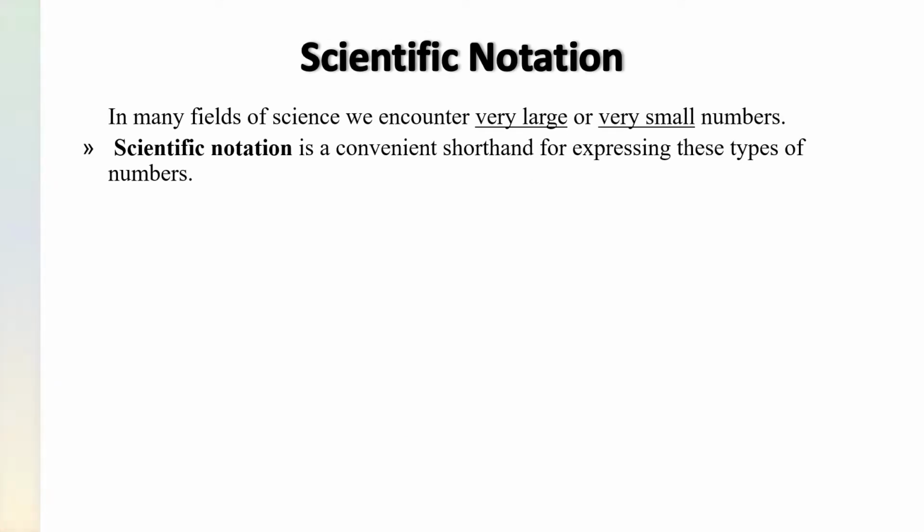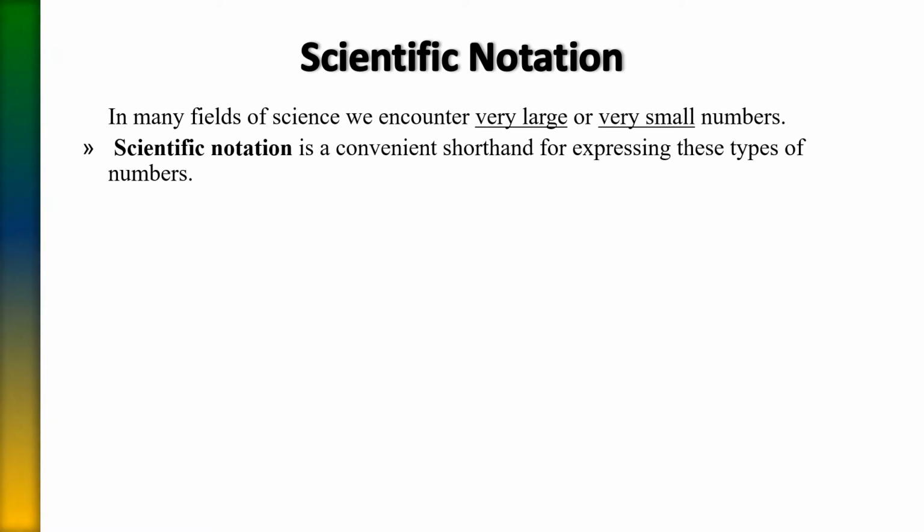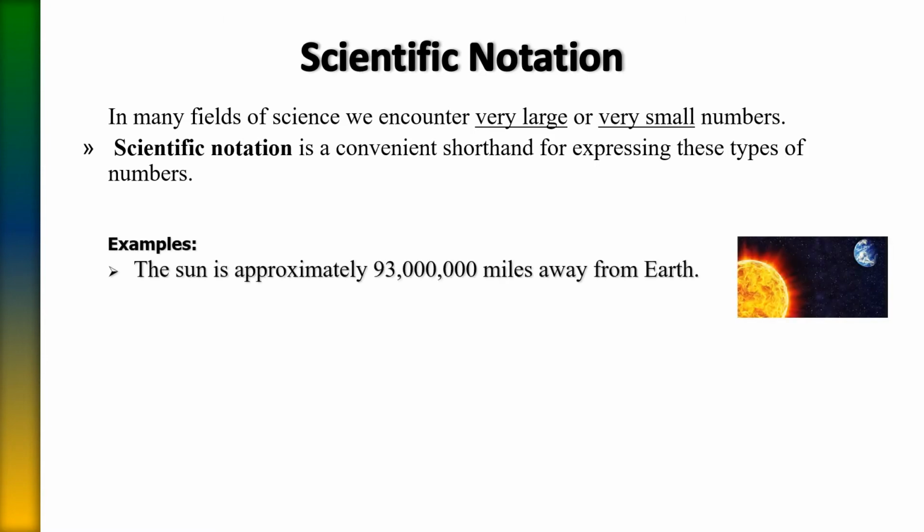In many fields of science, we encounter very large or very small numbers. Well, scientific notation is a shorthand way for expressing these types of numbers. For example, the Sun is approximately 93 million miles away from Earth. That's a lot of digits as well as a lot of zeros. Well, we can shorten that by simply writing it in scientific notation form. It's 9.3 times 10 to the 7th miles away from Earth.